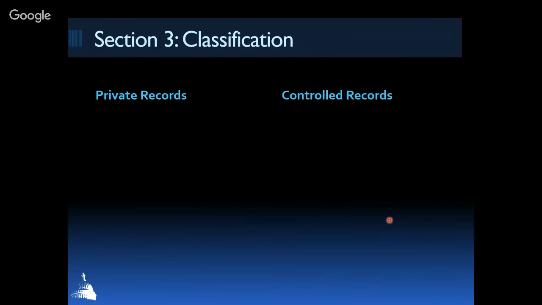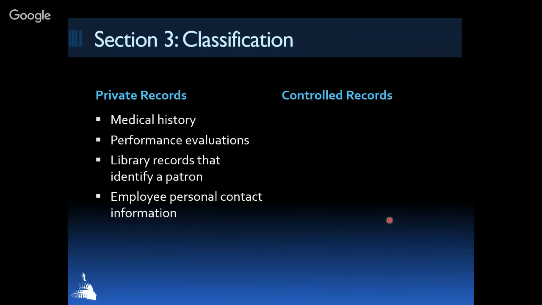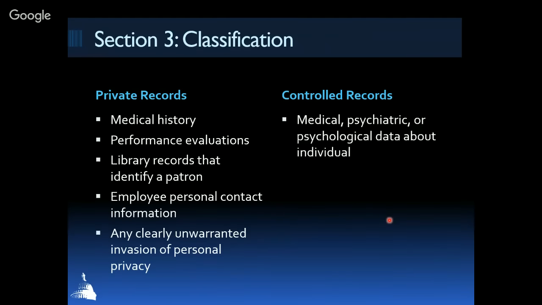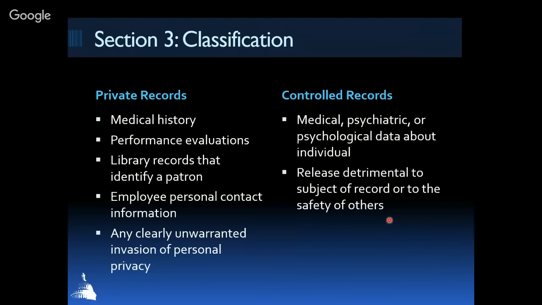So to assist in understanding a private and controlled record, because it took me a while to wrap my mind around it, think of them as about individuals, but disclosure restrictions are vastly different. So a private record, their personal data and information on a person, if released to someone other than that person, would be clearly an unwarranted invasion of personal privacy. A controlled record pertains to an individual's medical data, and if released to that individual, it could be detrimental to the individual or to the safety of others around them. And it's also important to note, releasing that information could be a violation of medical ethics.